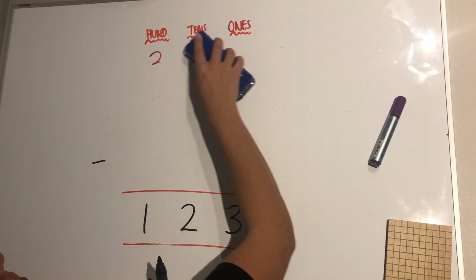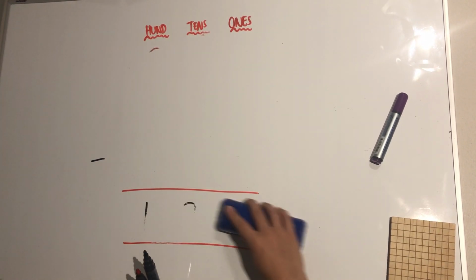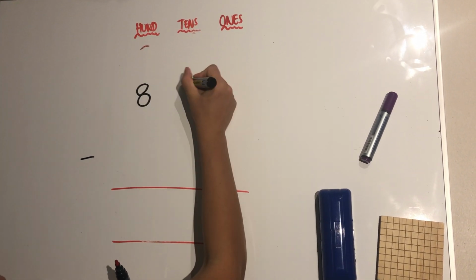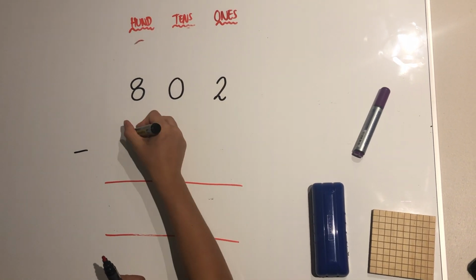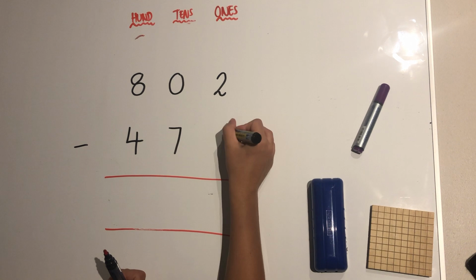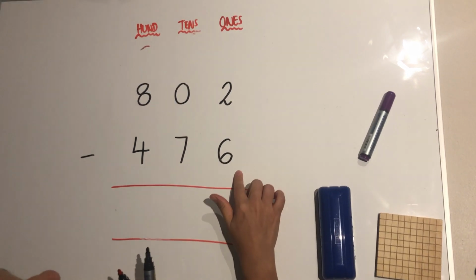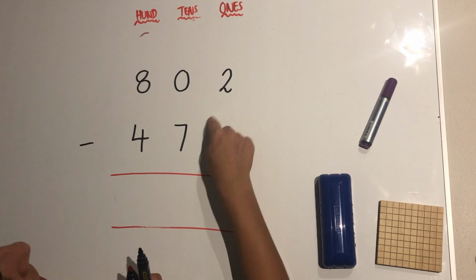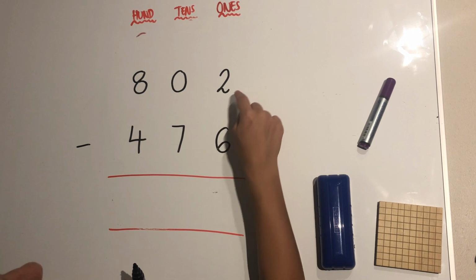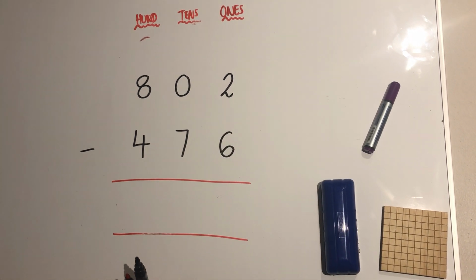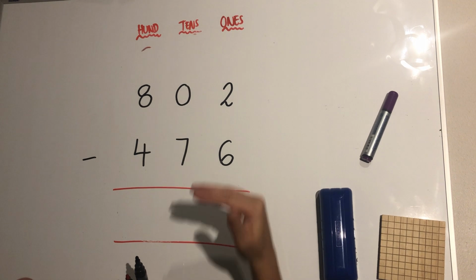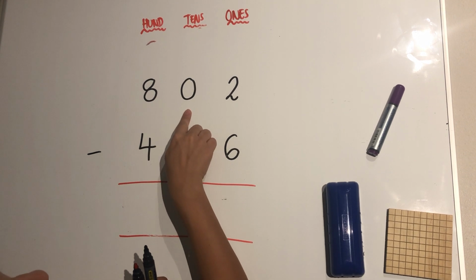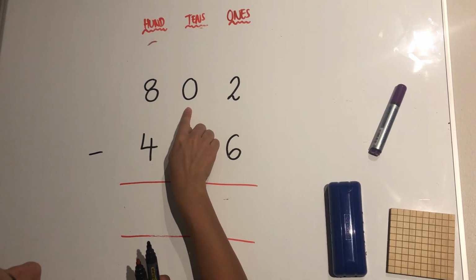Let's do one more together before you give some a go. 802 subtract 476. We begin with our ones column. 2 subtract 6. We can't do that because our number we're taking away is larger than the number we're starting with. And this is why it's really important to make sure you're always reading your subtraction problems top down. So we need to go to our tens column to borrow from, but there's nothing in our tens column.